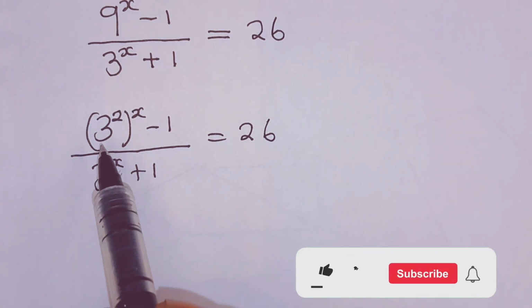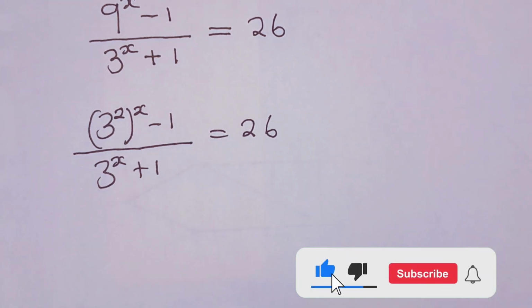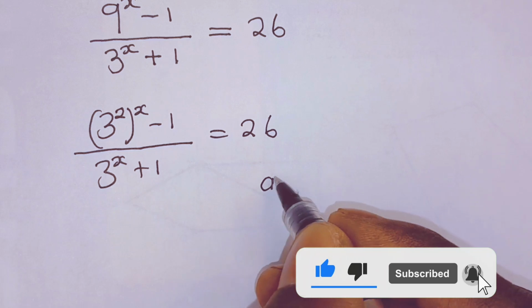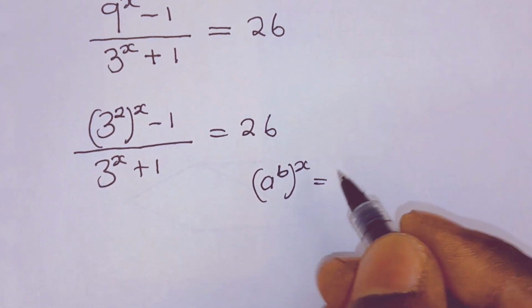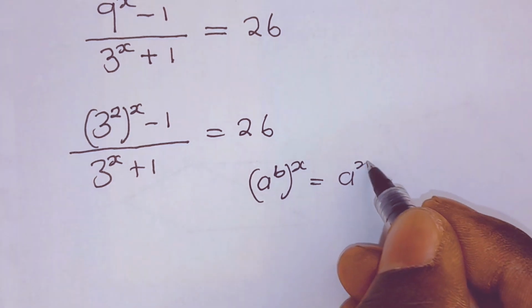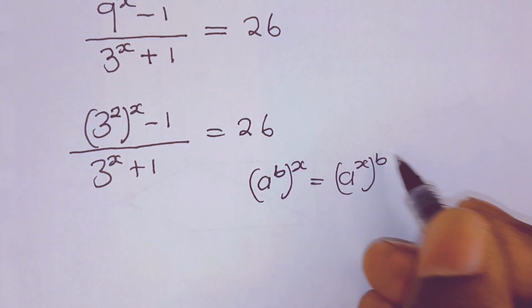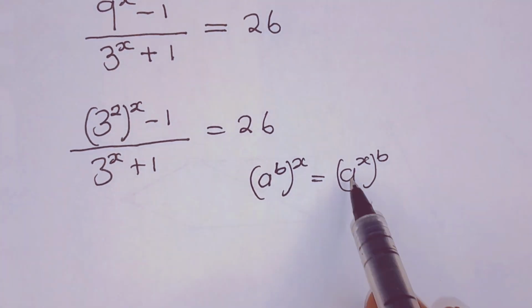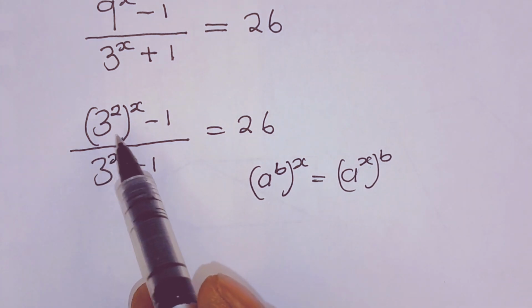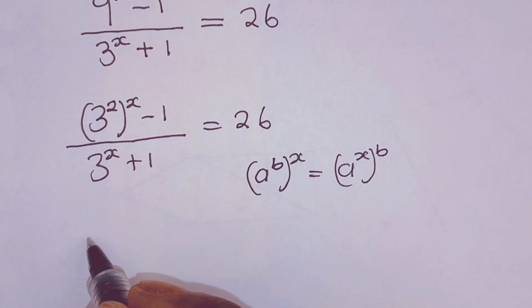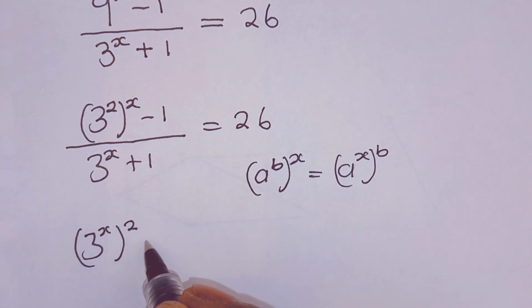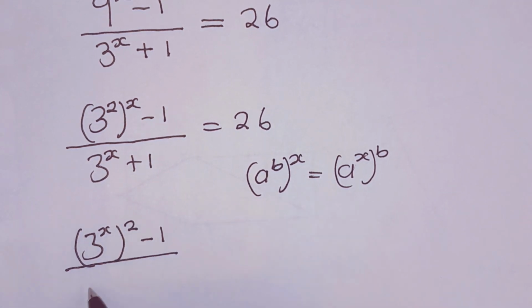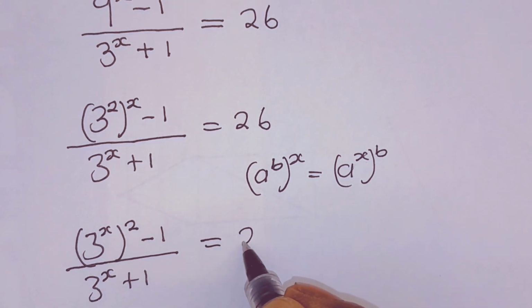So from the law of exponents, when we have (a^v)^x, it is equal to a to the power of v times x, right? So apply this to the numerator. Therefore we have (3^x) squared minus 1 all over 3^(x+1), which is equal to 26.